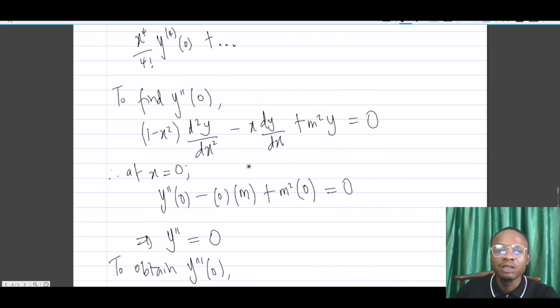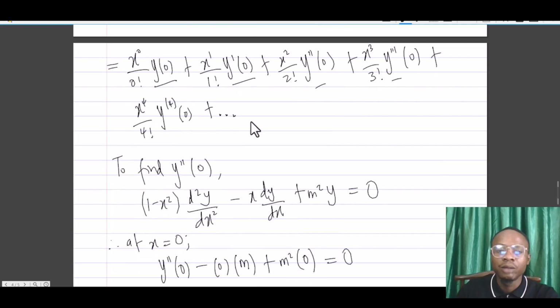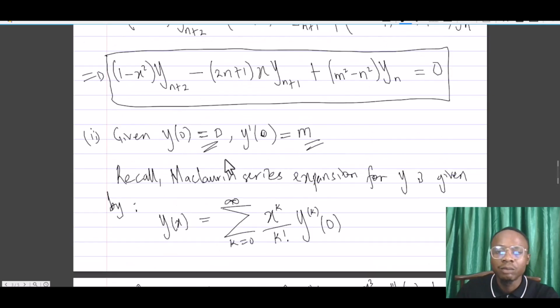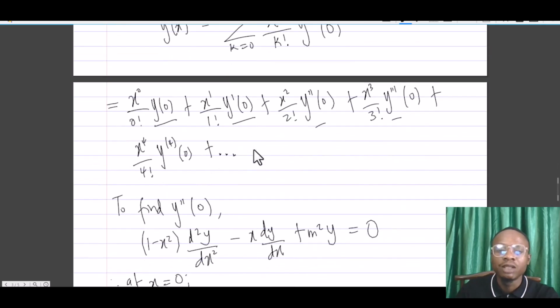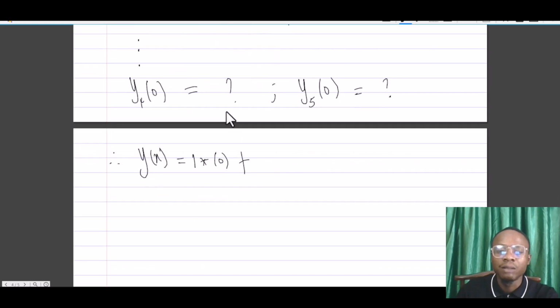The second term is x to the power of 1 divided by 1 factorial. That is x over 1. This is x multiplying y prime at 0. We've been told that y prime at 0 is m. Okay, that's given in the question. So we have that already, and we're going to put that right here. So this is x over 1 multiplied by y prime at 0, which is m.